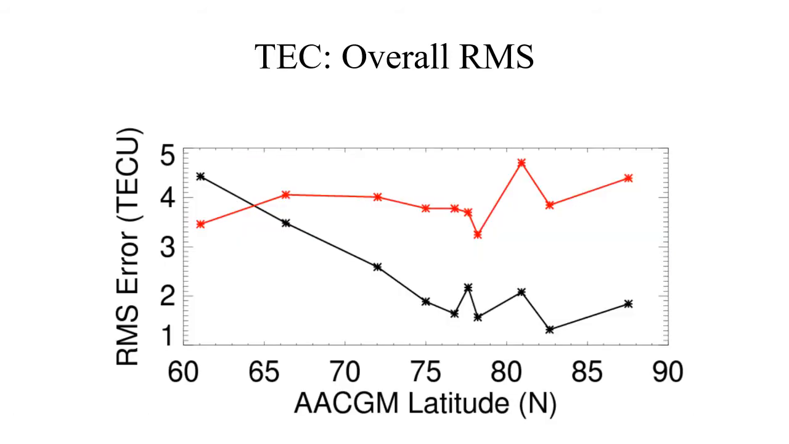We've also looked at total electron content, where the black line here is the RMS error from E-CHAIM, from a series of Canadian GNSS receivers, and the red is the RMS error associated with the IRI. You can see we're doing very well in the polar cap and auroral oval, with errors really converging to those of the IRI or slightly worse than the IRI at subauroral latitudes.